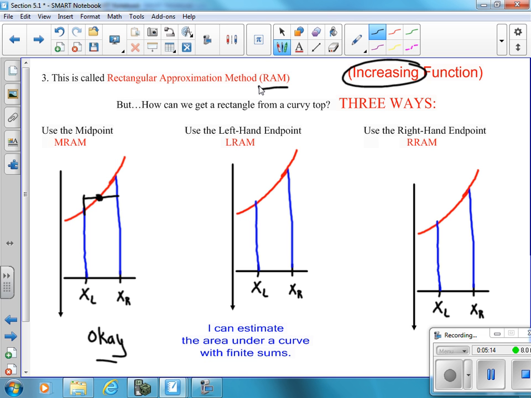If I use the left endpoint, which means the left-hand side of an increasing function, I am going to have an underestimation, right? This is going to be an underestimation.